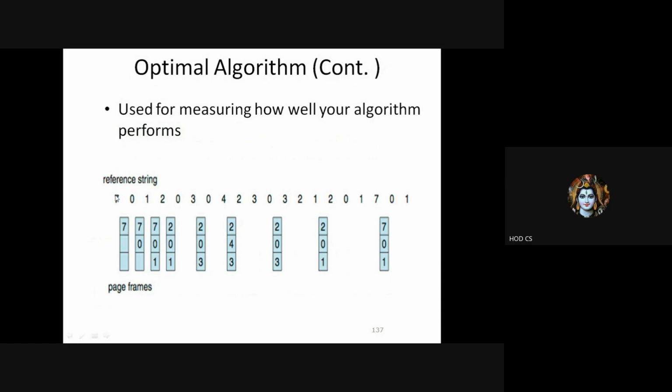So I want to insert 7. 7 can be inserted because the entire page frame is free. I'm going to insert 0. 0 can be inserted because space is available. 1, the space is available, I can insert 1. When it comes to 2, it will check the page frame. Definitely there is no space available.